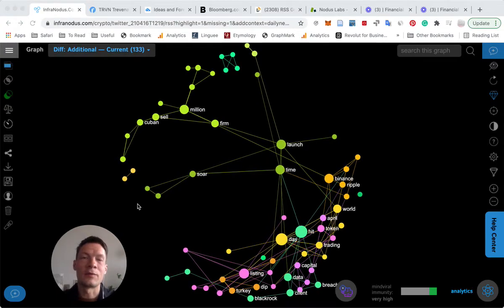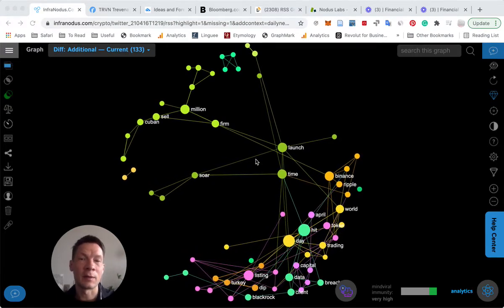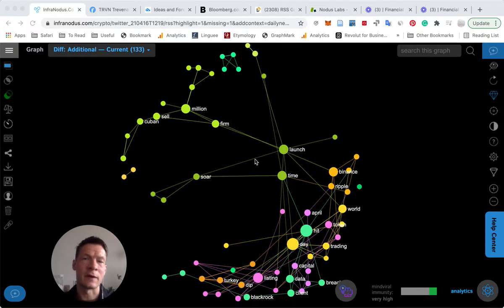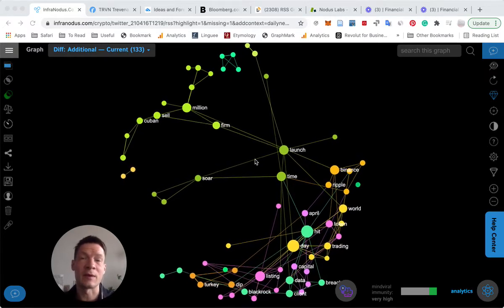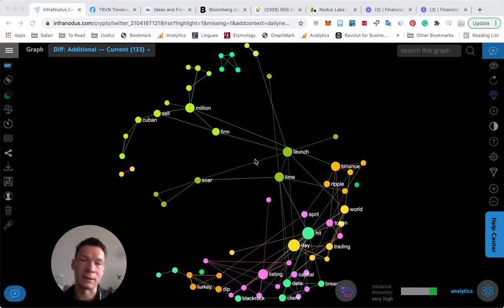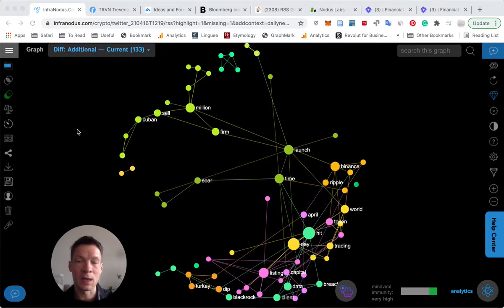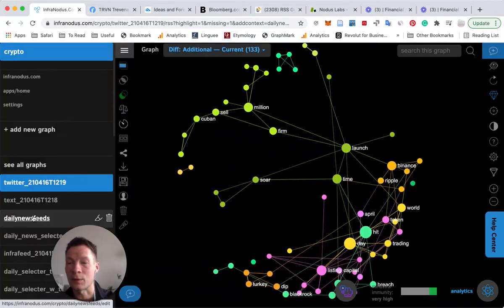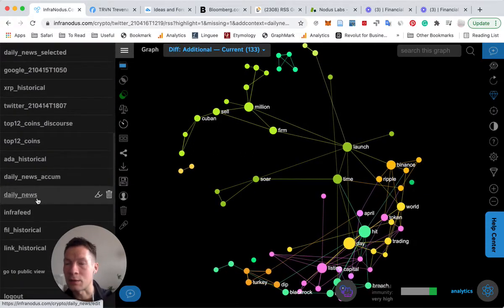Hi. In the previous video, I showed you how you can import the data from different financial news resources to represent them as a graph. In this video, I'm going to show you how you can analyze the graph and get some interesting insights from it. So, as an example, I'm going to use the graphs which I already created here before.